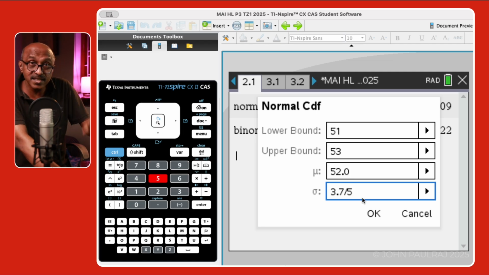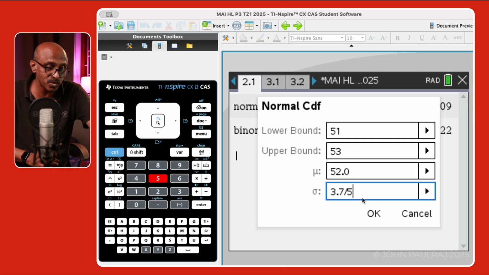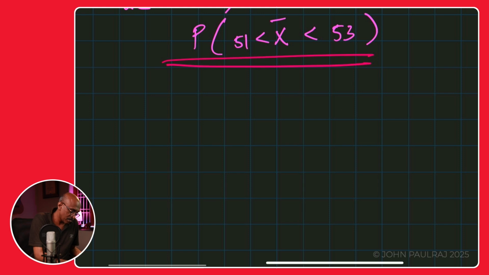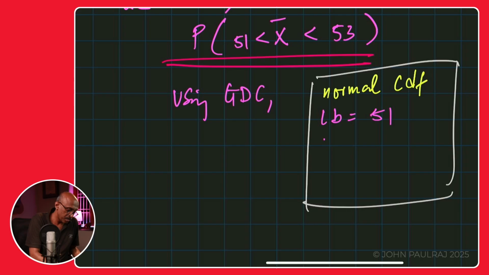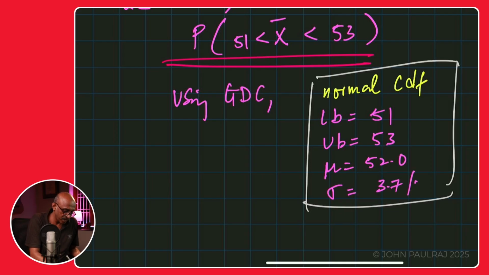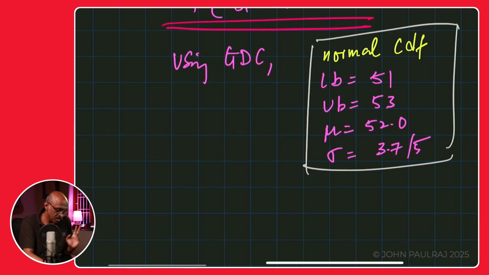I'm going to copy this down as it is, okay? This is basically the working. So as it is, I'm just going to copy it down. So we'll write using GDC. And using GDC means we'll write down what we are using. We are using the normal CDF again, normal CDF. And we said that the low bound is 51, the upper bound is 53, the mu is 52.0, and the sigma we've entered as 3.7 over 5. Okay, here's the variance, here's the mu.